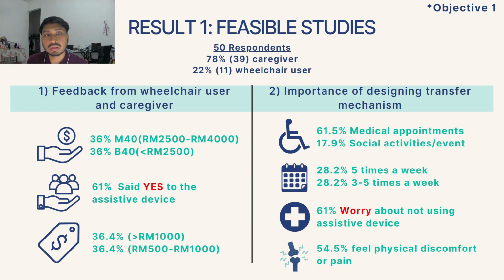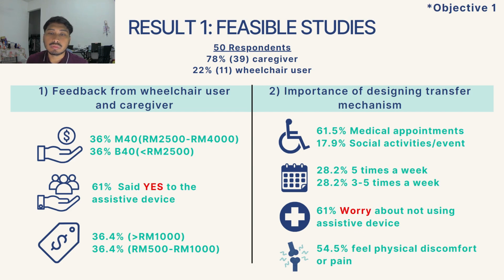And then I proceeded to the second section, which is the importance of designing a transfer mechanism. I asked the reason why they go out weekly, and the majority stated that they go out or use transport for medical appointments, followed by 17.9% for social activities or events. Then I asked how frequently both caregivers and wheelchair users go out. The majority said 3 to 5 times a week.